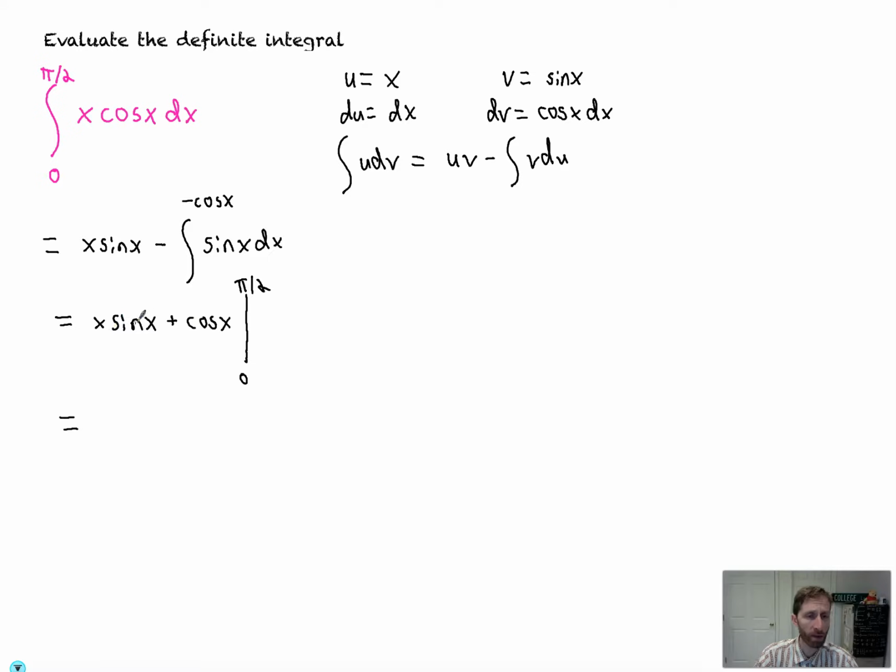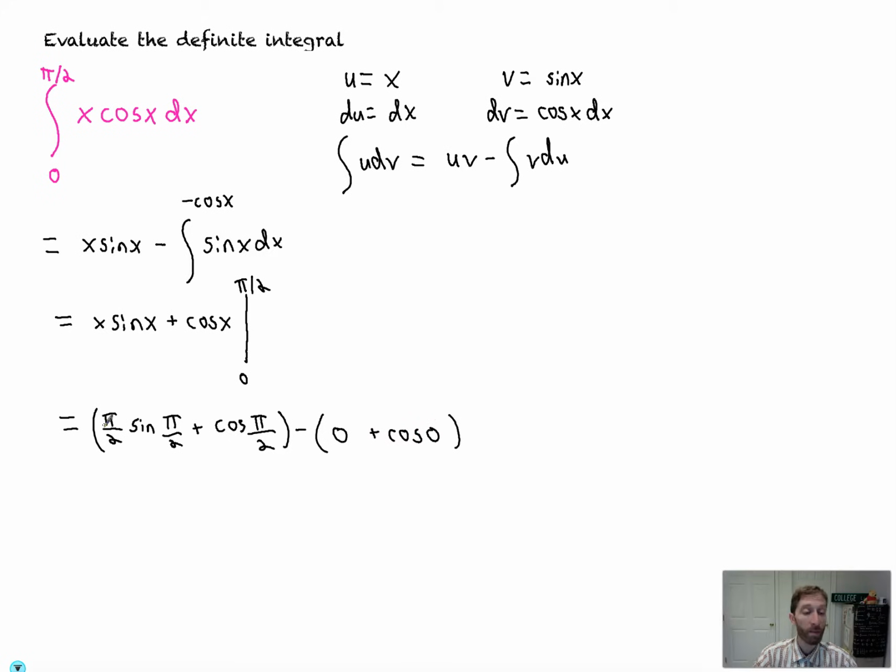Okay, so now we're going to plug in pi over 2 for x, so pi over 2 times sine of pi over 2, very nice, plus cosine of pi over 2. This is all the first fundamental theorem piece. That's that first term, minus the second term evaluated at 0. Well, 0 times sine of 0 is 0, plus cosine of 0. Don't assume that that's going to be 0, because it's not.